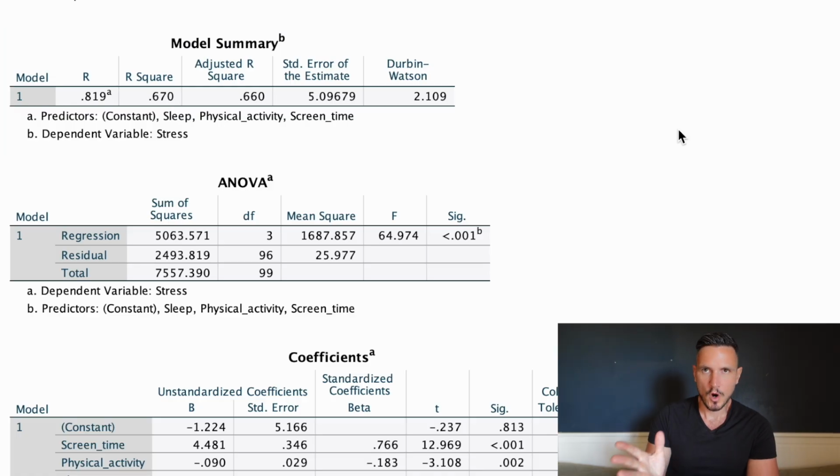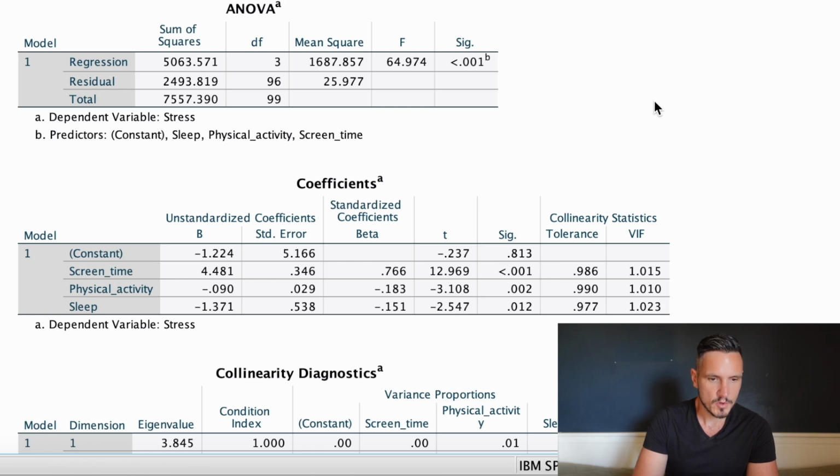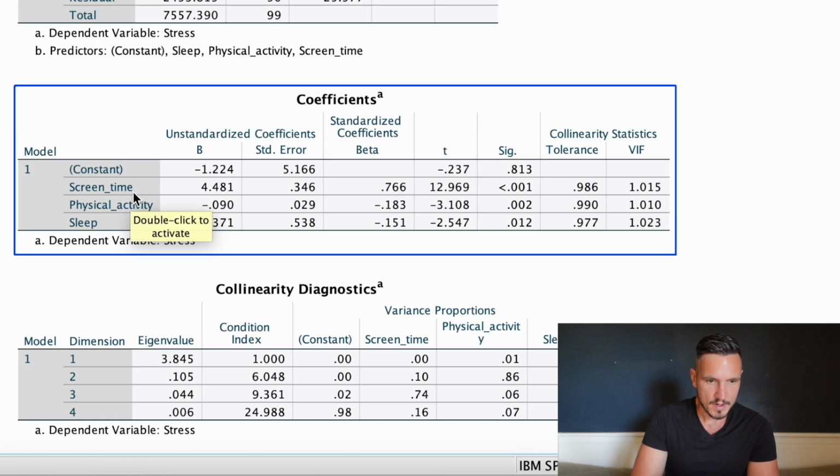So we know that the model overall is significant, but now we can also take a look at whether the individual predictors within that model make a significant contribution to it. To do this, we can go down to this coefficients table, and let's take a look first at this screen time row. If we go over to the sig column, we can see that we have a value of less than 0.001. As this is less than 0.05, it suggests that screen time significantly contributes to the predictive power of the model. Similarly, for physical activity, we have a value below 0.05, so that contributes significantly to the model too. And finally, for sleep, we have the same thing. We have a value of 0.012.